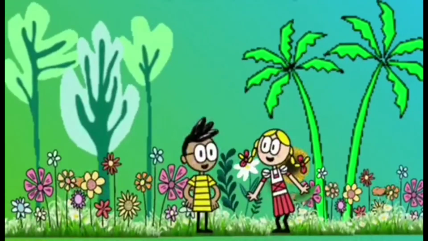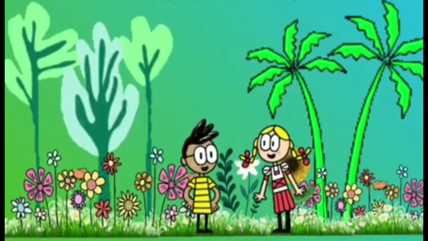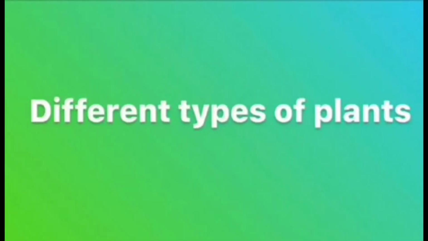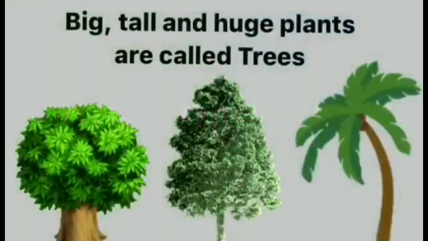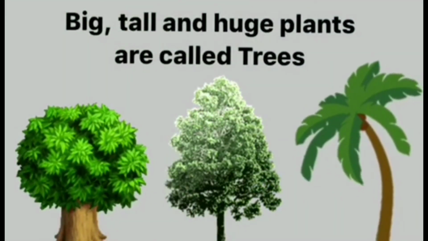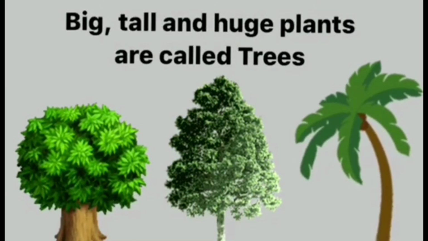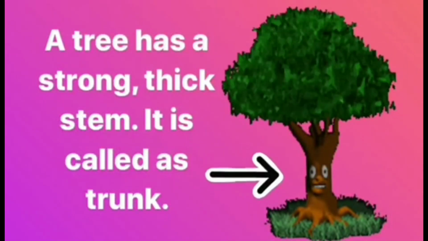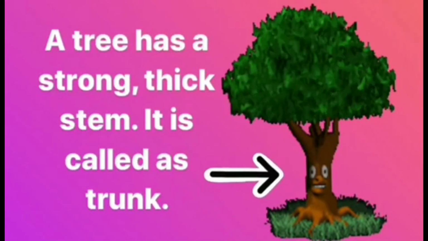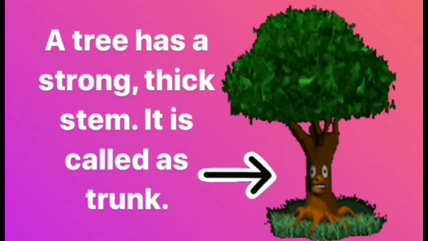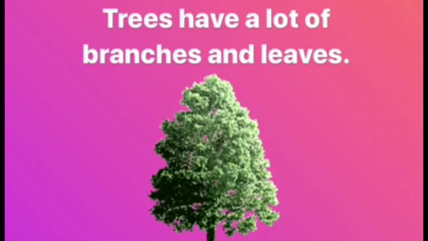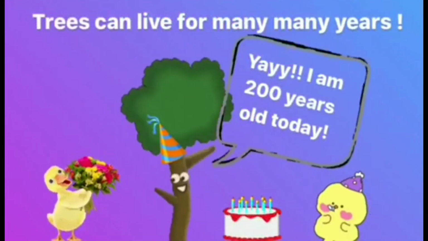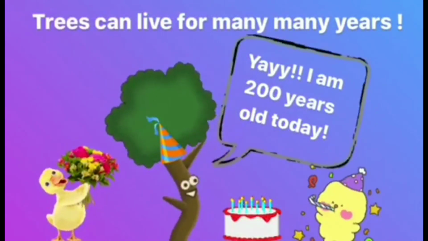When you go outside, you must have seen that plants are of many types. Let us now study the different types of plants. You must have seen big, tall and huge plants. Such plants are called trees. A tree has a strong, thick stem. It is called the trunk. Trees have a lot of branches and leaves. Did you know trees can live for many years?